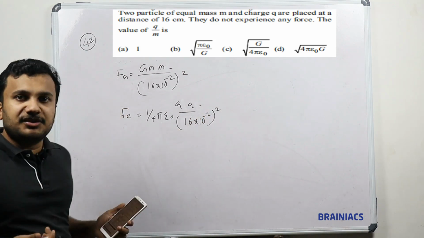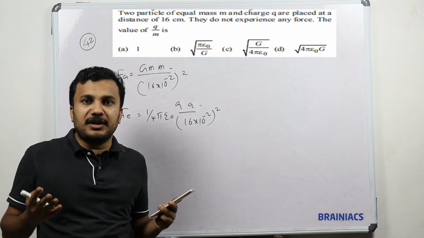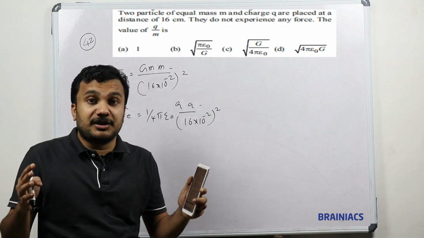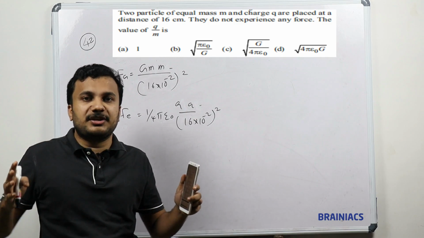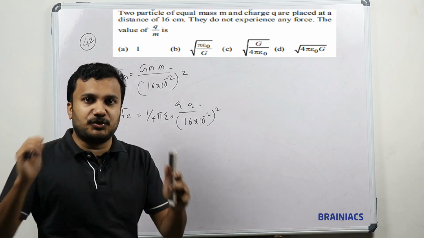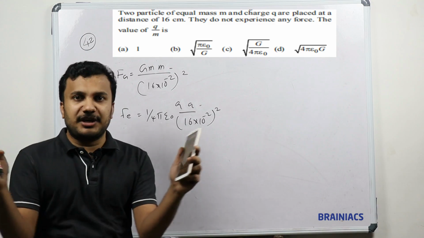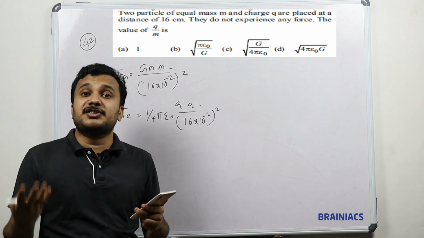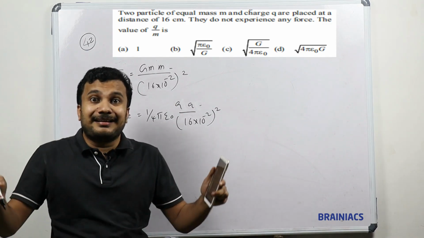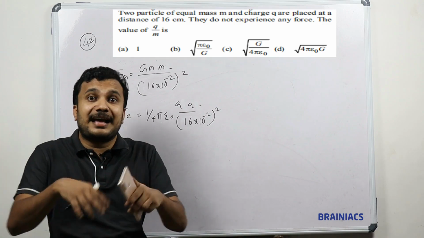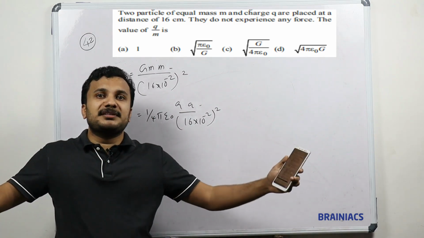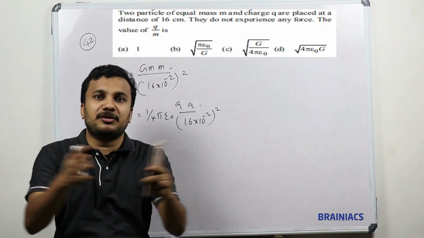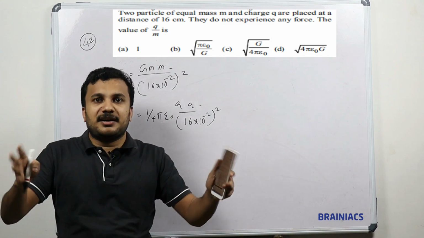They do not experience any force, which means there are two natures of force. Gravitational force is a force with respect to mass and it is an attractive force. But electrical force may be either attractive or repulsive. The question says they do not experience any force, which means the attractive gravitational force is cancelled by the repulsive electrostatic force. Repulsive means going away, attractive means coming inside. If both are equal, these charges are at rest.